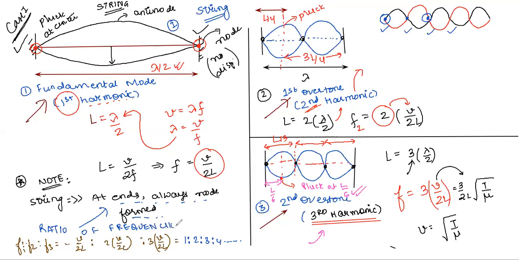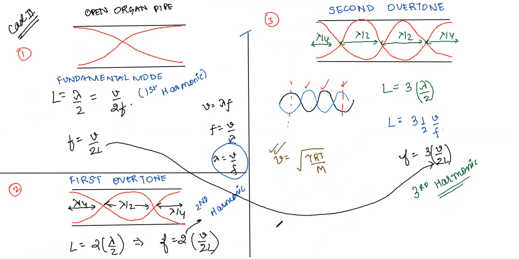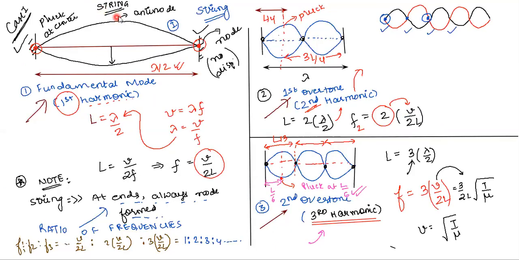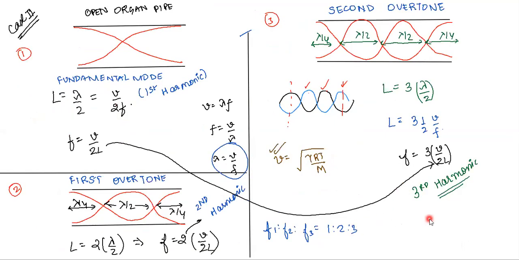What about the case of an open organ pipe? Tell me. This one. F1 is to F2 is to F3, so 1 is to 2 is to 3. So what we have learned is that in case of a string and in case of an open organ pipe, the ratio of frequencies is the same. You can keep on continuing in this pattern.